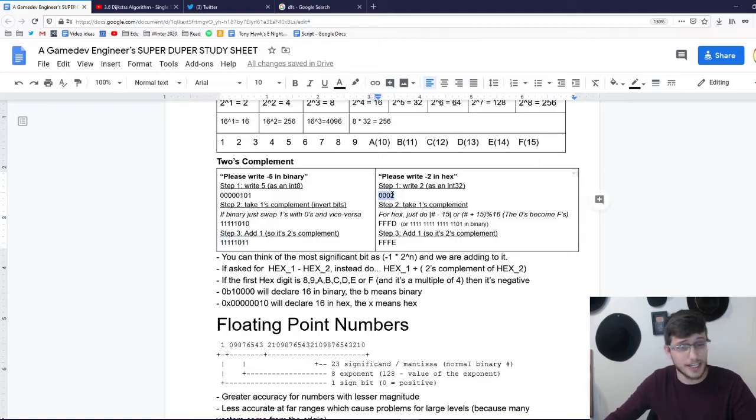Now let's talk about -2 in hex. It's a little bit more complicated, but this is going to work every time. The first step has not changed. You're just going to write it in positive hex. So for -2, just write +2 in hex. Wonderful.